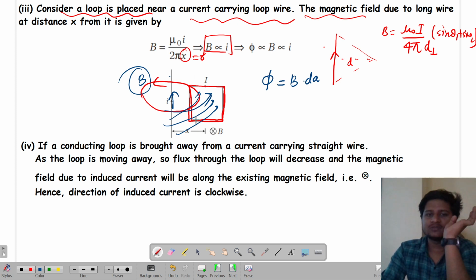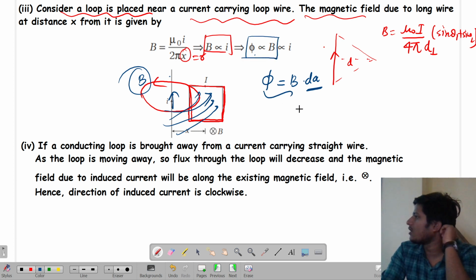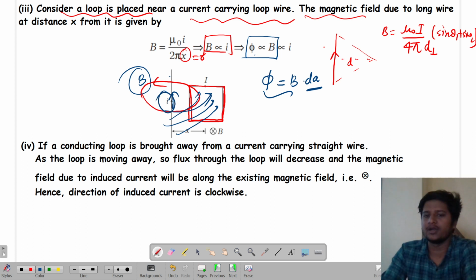When the particular current is passed through it, the area is not changing, because this particular current loop is not getting moved. If the current loop is not getting moved, area is not changing. So the flux should depend directly on the magnetic field, or not. Now, this magnetic field depends upon this current I. Got it or not? Is it clear or not?